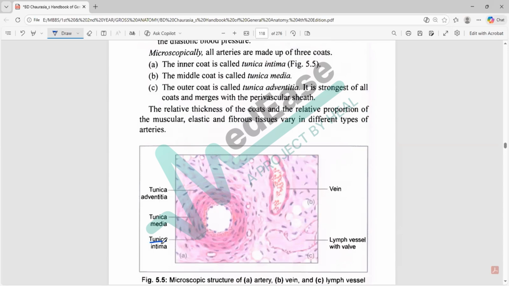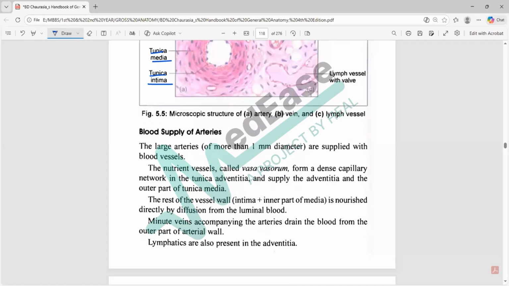of three layers: the tunica intima, the innermost layer, which is lined by the epithelium. Then we have the tunica media, which is made of muscles, and the tunica adventitia, which is made of collagen fibers mainly. One thing we need to remember, there is a blood supply of the arteries as well. This sounds a bit vague because the arteries are part of the vessels as well. So, why do they need a blood supply? The larger arteries are usually supplied by blood vessels because they have numerous muscle fibers, elastic fibers and collagenous fibers.